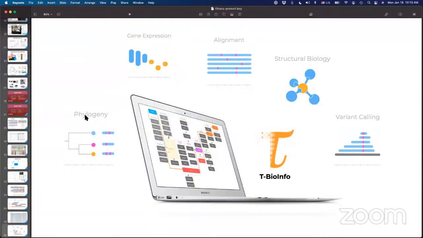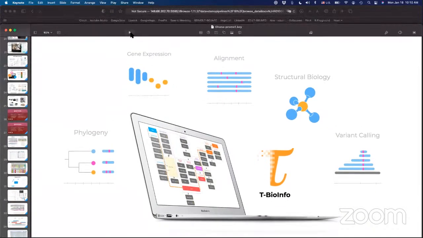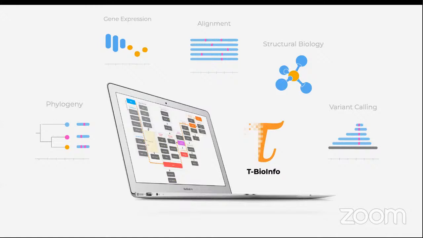We'll cover phylogenetic analysis, gene expression analysis, alignment with multiple sequence alignment or alignment of reads to reveal SNPs, variant calling, and even structural biology, how we can map those variants onto structures of proteins and understand the impact of mutations on the function of a particular protein.